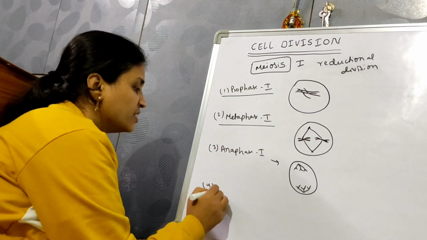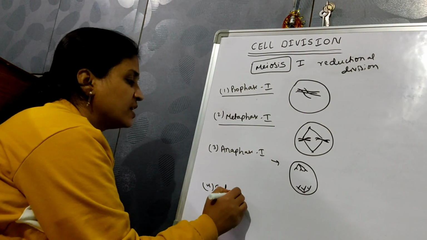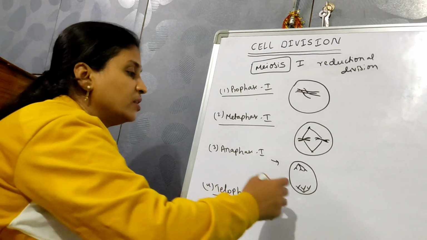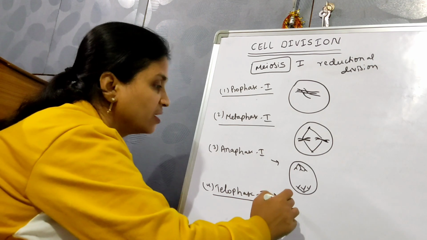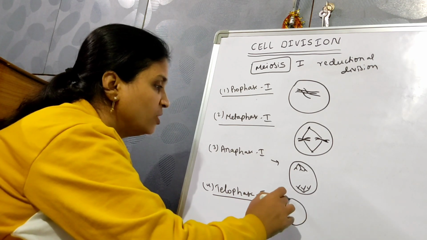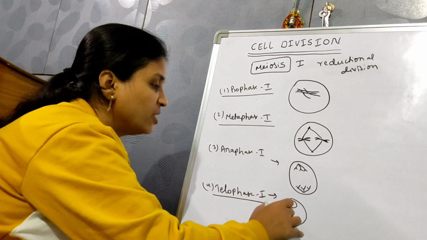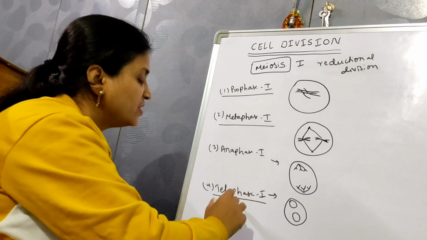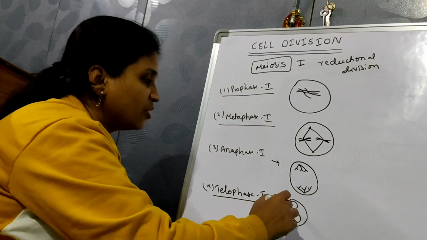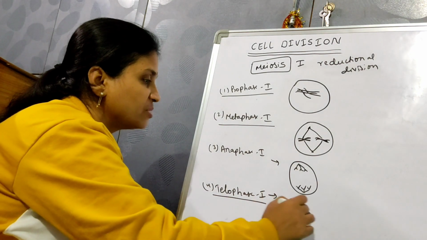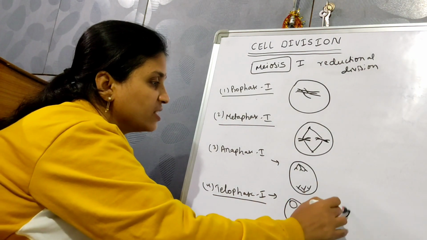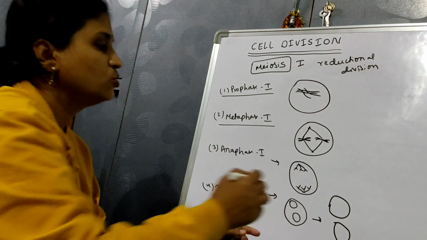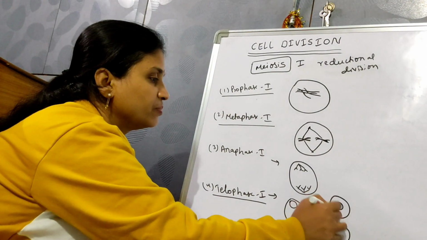Then in the telophase, what happens? In telophase 1, the cluster of the chromosomes is going to form. They are going to develop into two daughter nuclei. Then after telophase, karyokinesis takes place and cytokinesis takes place, and two daughter cells are formed here. So after meiosis 1, two daughter cells are formed.